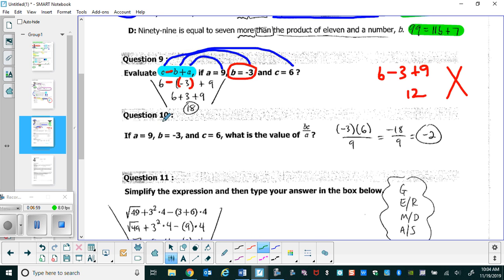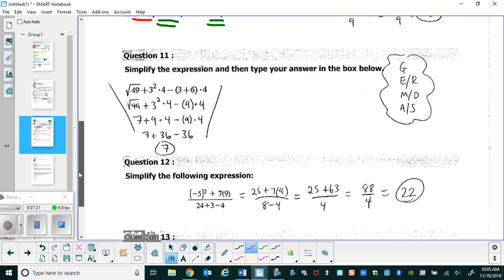Now for number 10 here, when you see the two letters next to each other, that means to multiply. So if B is -3 and C is 6, you're just multiplying those two to get a -18. And then you just divide it. And if A is 9, you're just going to divide right there. And so here, a -18 divided by 9 is a -2.